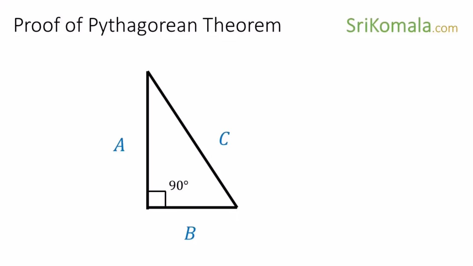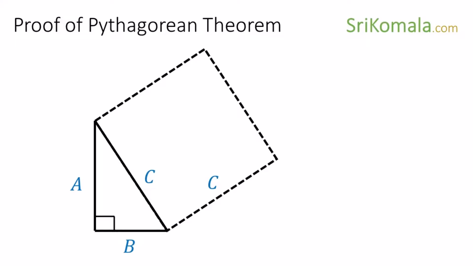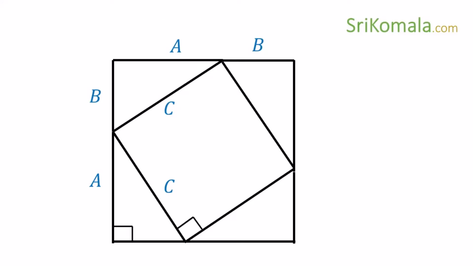First of all, let us focus on this right triangle shown in this figure. Here, side A is the height of the triangle, side B is the base, and side C is the hypotenuse. Next, let us put a square on the top of side C, as shown in this figure. Next, let us put the same triangles around the square. Please refer to the figure for your better understanding.